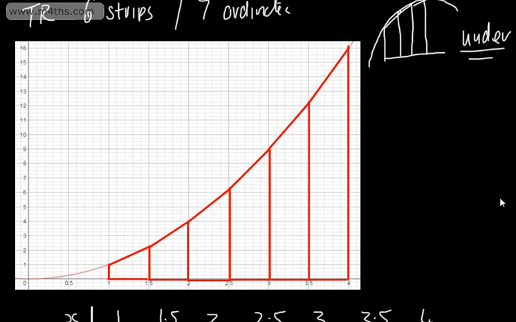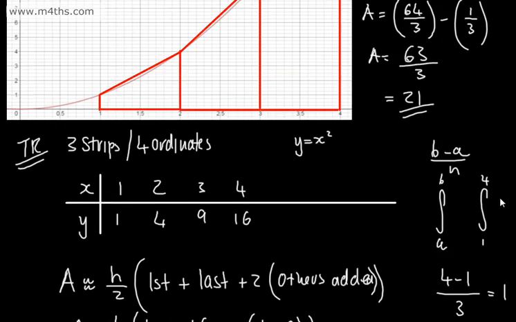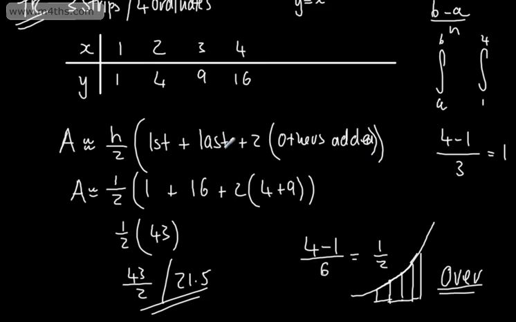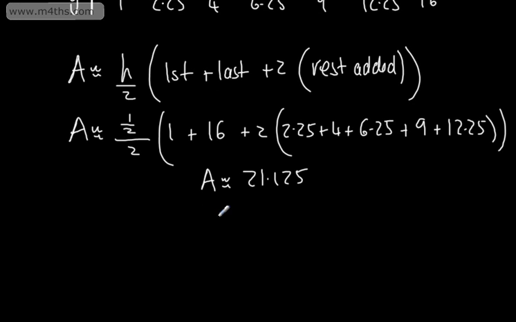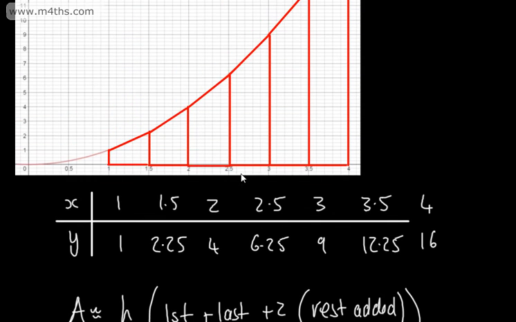So we can see that that is getting closer and closer to this 21 because I'm increasing the number of strips. We went from 21.5, which was pretty, well, it's okay. It's not outstanding, but that's what we end up getting. Should we do it with one more?